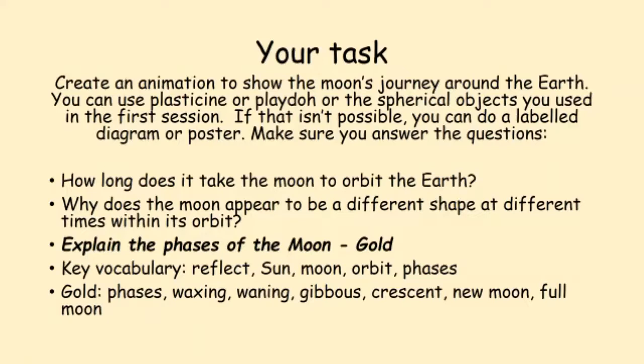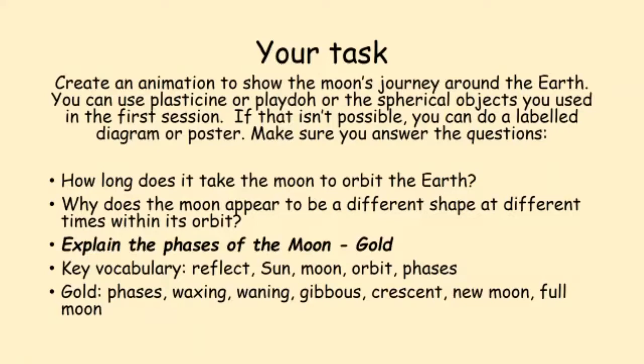So I'd like you to make sure that you answer these questions for me. How long does it take the moon to orbit the Earth? And why does the moon appear to be a different shape at different times within its orbit? So the first question there, that's the bronze. The second question is the silver. And then gold, I'd love you to explain the phases of the moon.